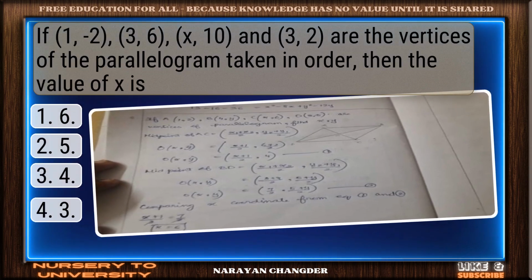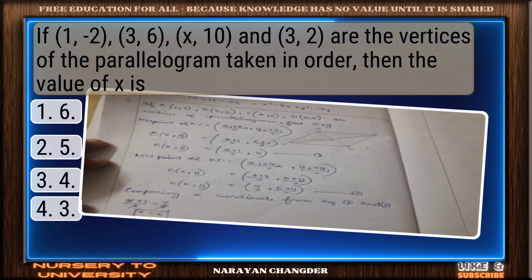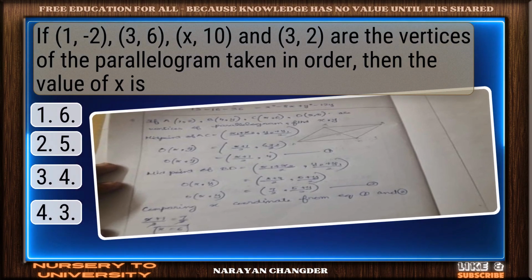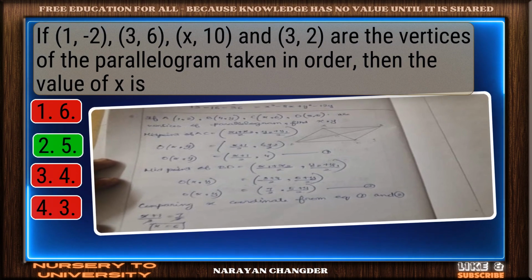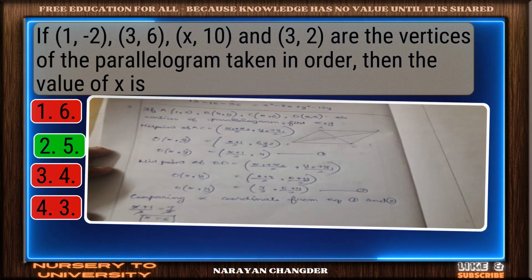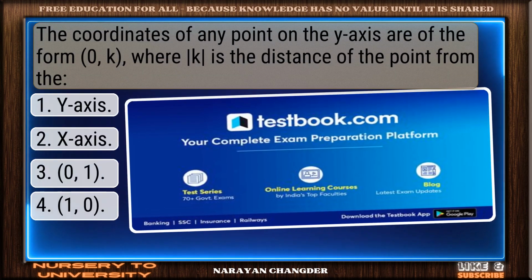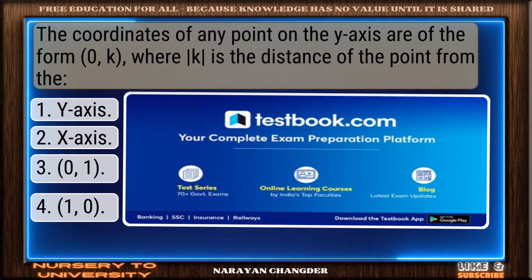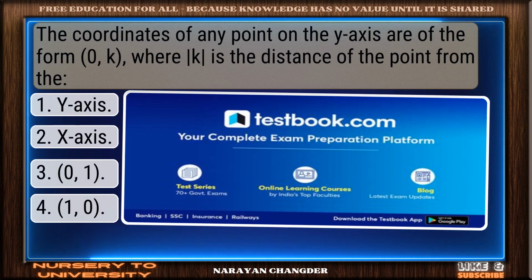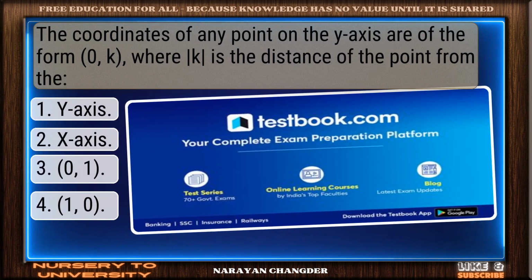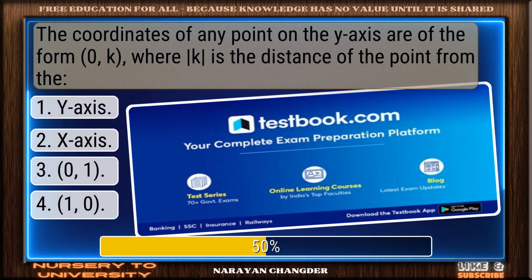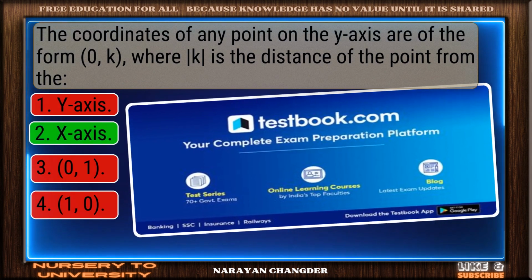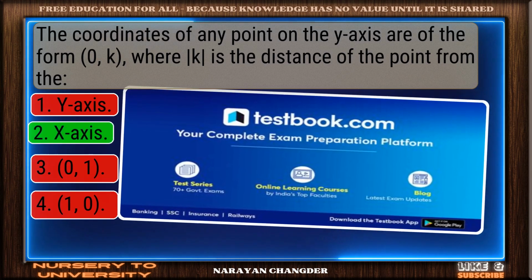Question number 33. If and are the vertices of the parallelogram taken in order, then the value of x is. Smart pick. Phi is the correct choice. Question number 34. The coordinates of any point on the y-axis are of the form where k is the distance of the point from the. Smart move. X-axis is an accurate answer.